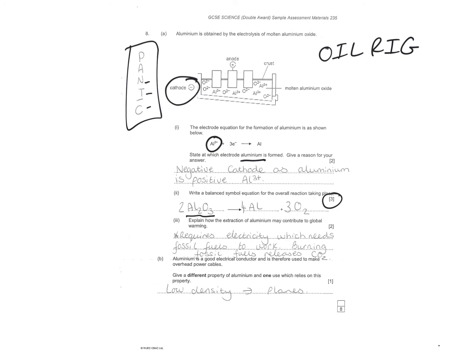So aluminium oxide is what you start with. You end up with pure aluminium and oxygen, and then you had to balance it, which is mostly the most complicated of it. Explain how extraction of aluminium may contribute to global warming. It requires electricity, which needs fossil fuels to work, so burning, CO2. Different property: aluminium has really low density, used in planes. You could have gone with malleable because it can be made into cans to recycle.